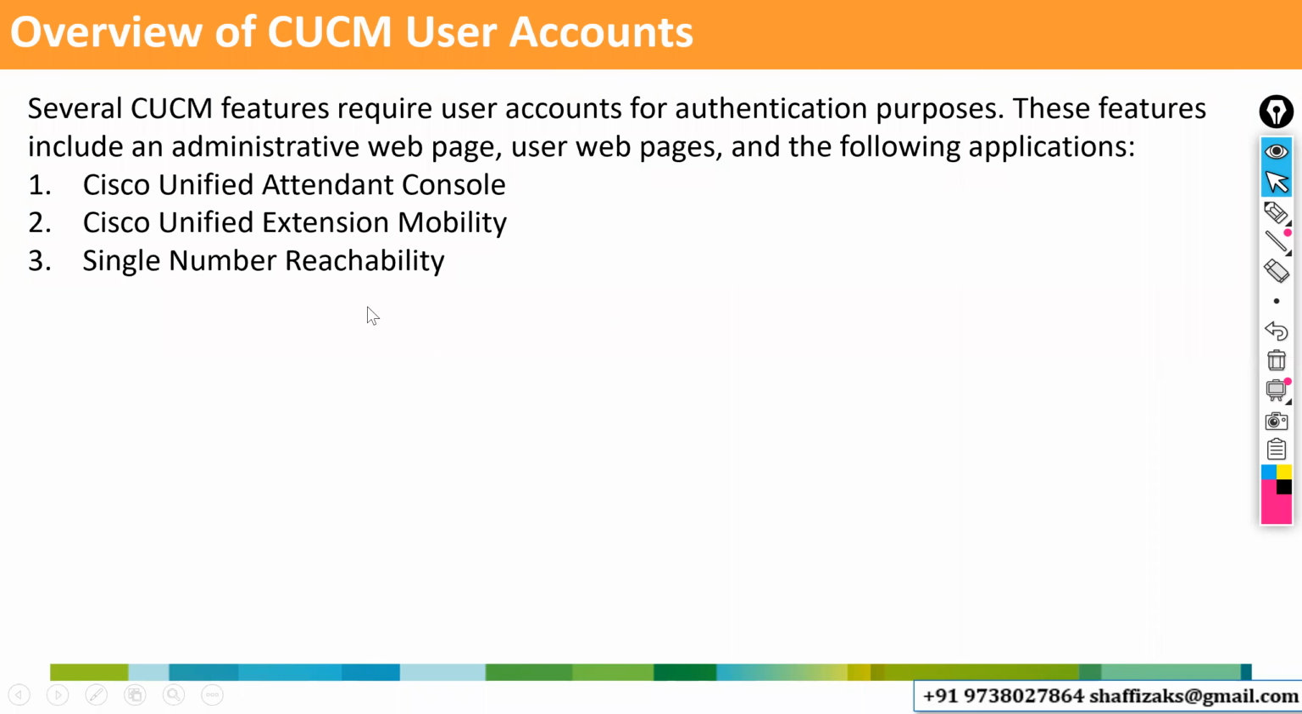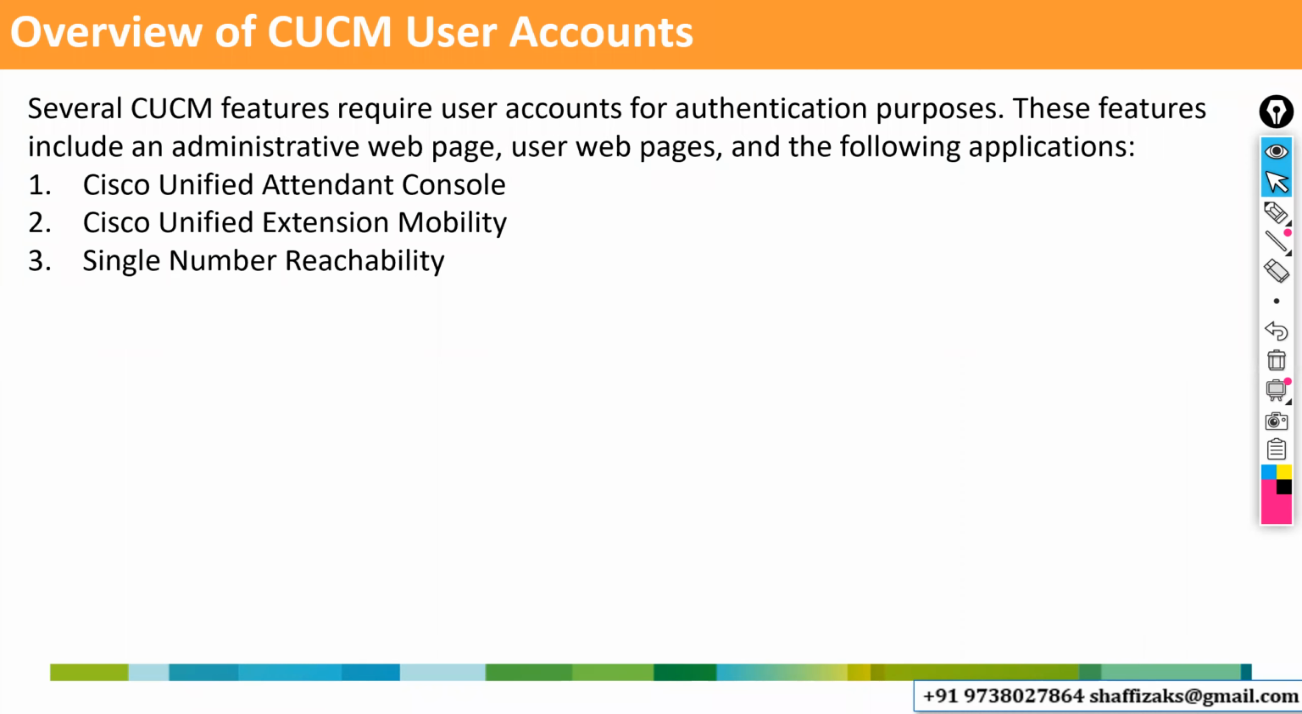Next, single number reachability. This is another feature. For me, an IP phone is configured. My desk phone is ringing, but I am not available at the desk to answer. For example, we have set that after 10 seconds, if no one is answering, the call has to ring on my mobile phone also. That is the call forward option we have. Now in single number reachability, what happens is that both phones ring simultaneously. My desk phone rings and my mobile phone also rings, and I can answer from anywhere. That's called single number reachability.